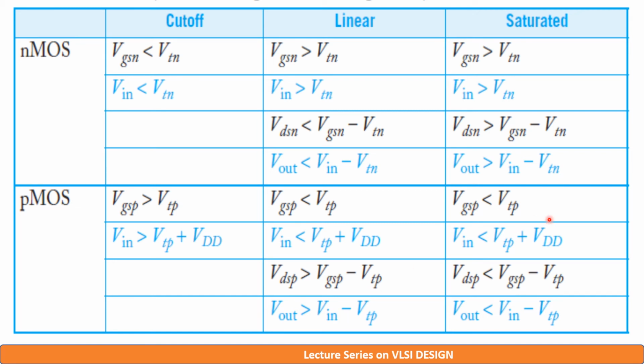Similarly, for PMOS to operate in saturation, the conditions are VGSP less than VTP, that is Vin less than VTP plus VDD, and VDSP less than VGSP minus VTP, that is Vout less than Vin minus VTP.